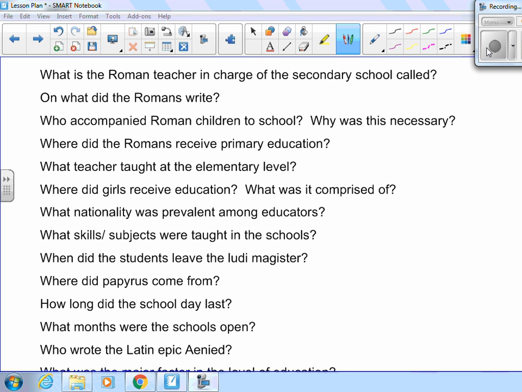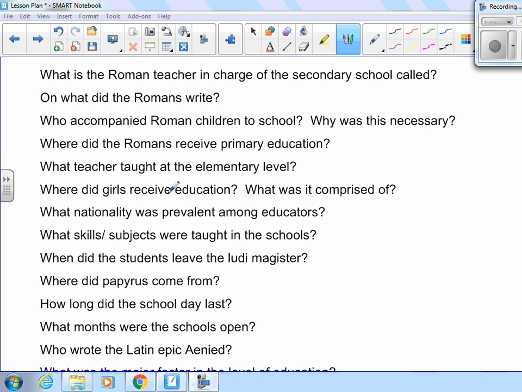Who accompanied Roman children to school, and why was this necessary? The Roman slave paedagogus would accompany the children to school. Obviously, they're small, so you have to have some kind of supervision for them. You don't want them to get kidnapped, things like that. Obviously, you don't want the kids roaming about the streets. Remember, when they first started going to school, they're only 7, so they have to have some sort of supervision. Also responsible for any kind of disciplinary actions that need to be taken during school. So they're responsible for the behavior of those students as well.